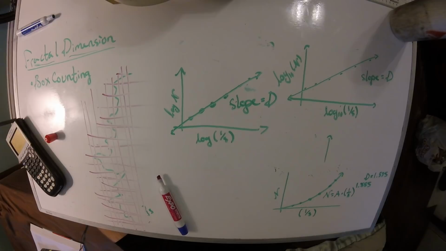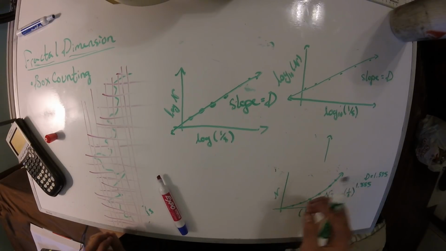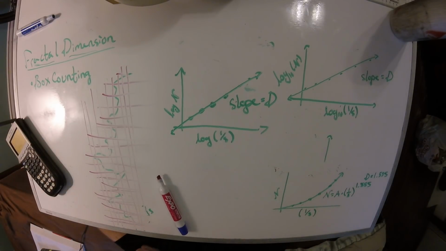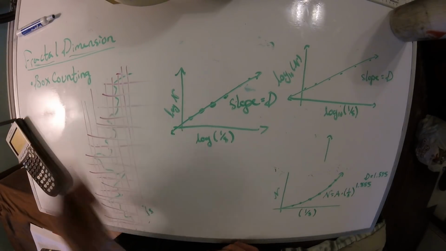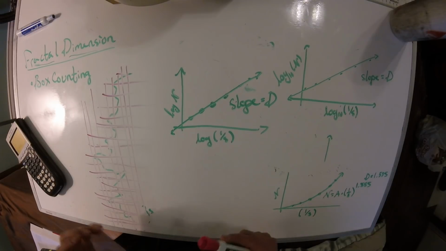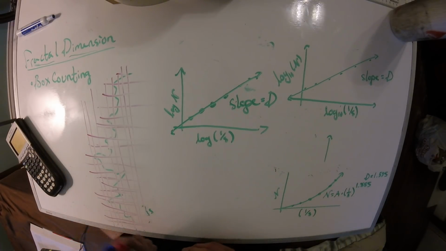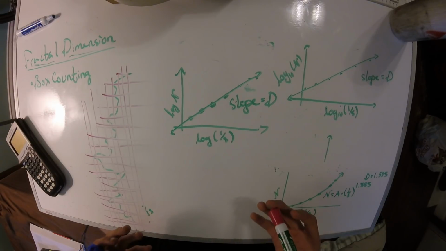And so at the end of the day, you have this simple process of counting up boxes of different sizes, plotting them, doing a quick linear fit, and then finding the dimension based on the slope of that line. And that is box counting dimension. This is the way that you would compute the dimension of any sort of shape, regardless of whether or not it's a fractal, regardless of whether or not it's self-similar.